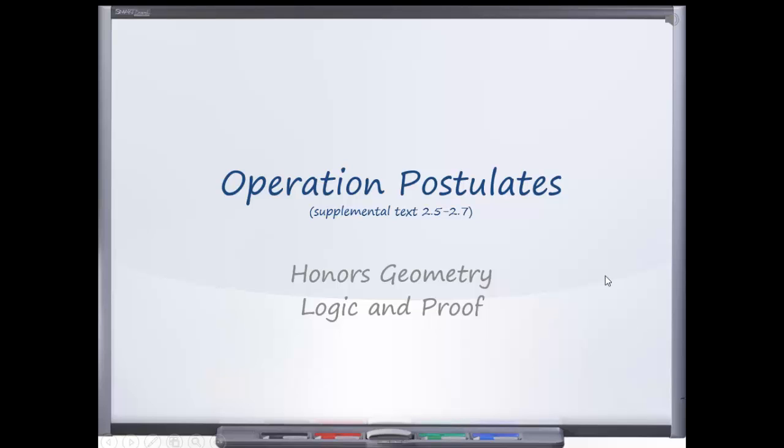Today, let's look at some operation postulates. These are postulates and theorems, really, that involve the four basic operations: add, subtract, multiply, and divide, but they involve them in a geometric context.